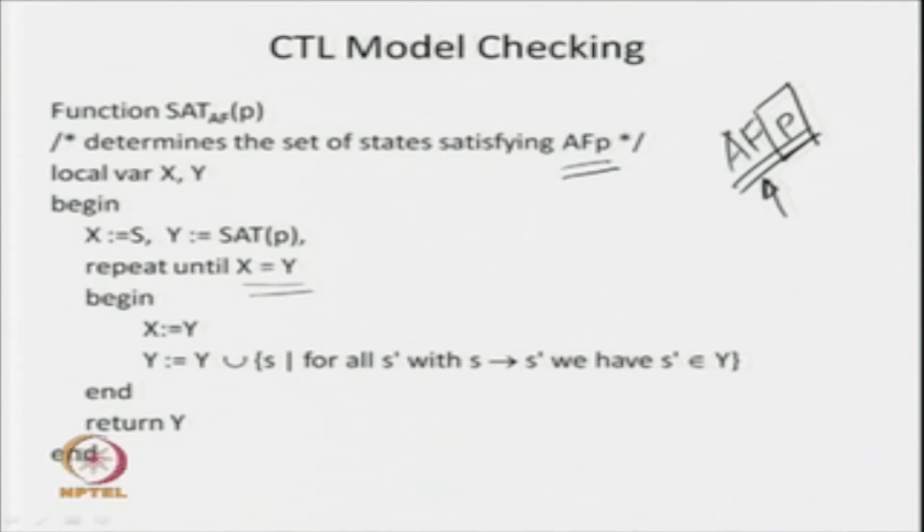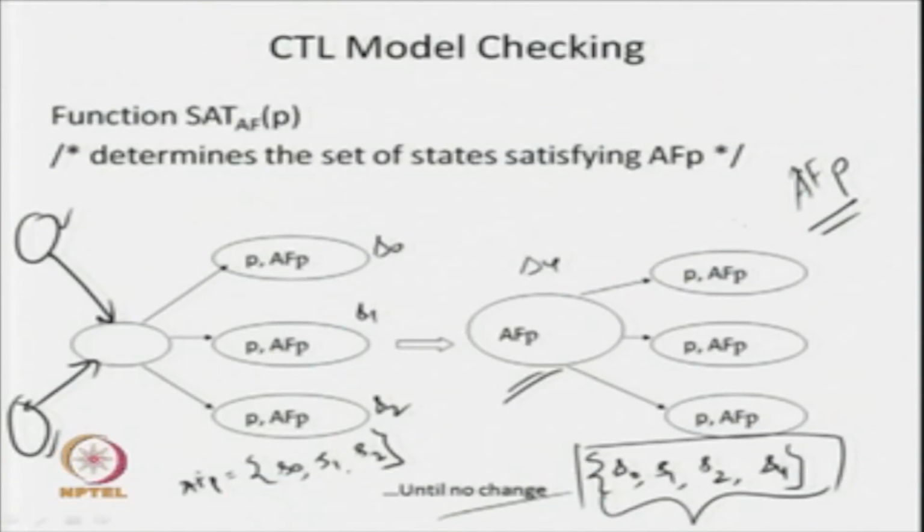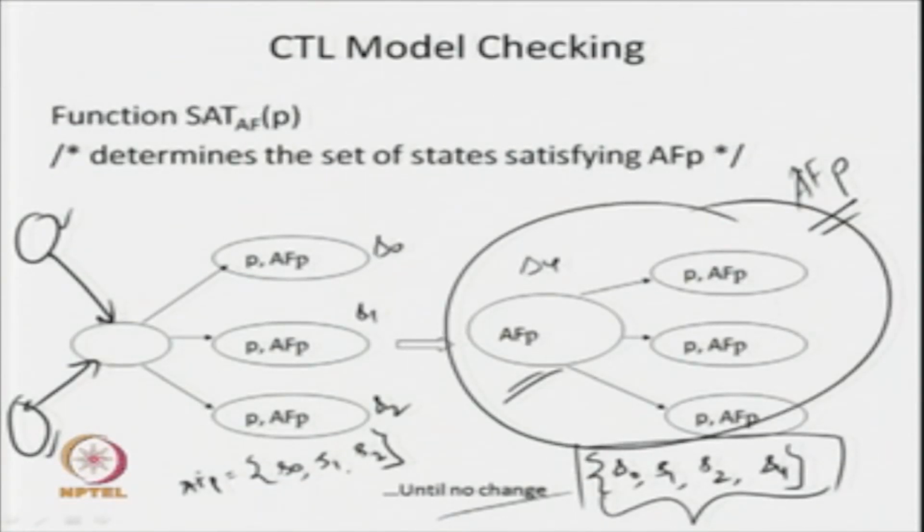And what we check now is that y will be updated. What are the states that we can include in this state set y? You just see that if all the next states are labeled with AFP, then we can very well include this state in the set of states where AFP is true.